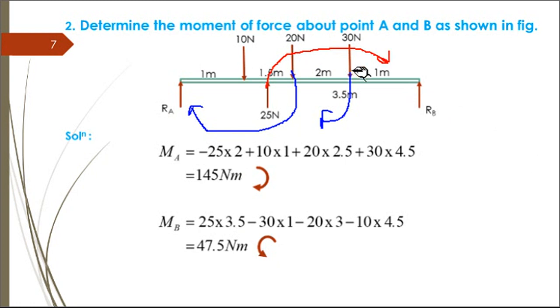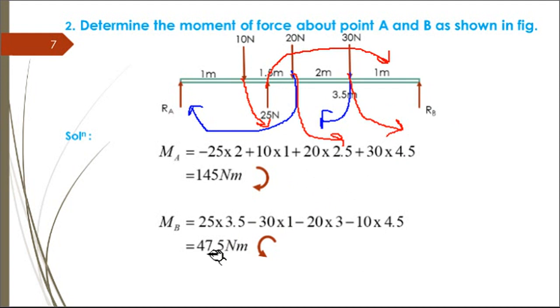Next is 13. Now 13 Newton into perpendicular distance from B is 1 meter, and the nature of moment towards point B, it is going in this direction, that is nothing but anti-clockwise direction, so minus. Similarly 20 into perpendicular distance is 3 meter, moving in anti-clockwise direction. 10 into perpendicular distance is 4.5, then moving in anti-clockwise direction, so minus.